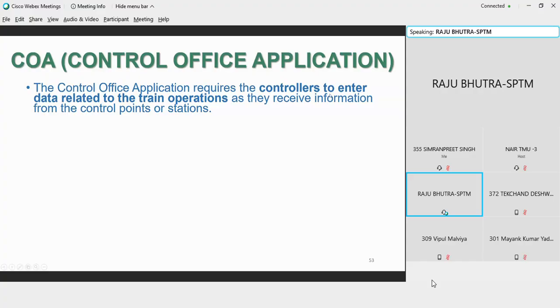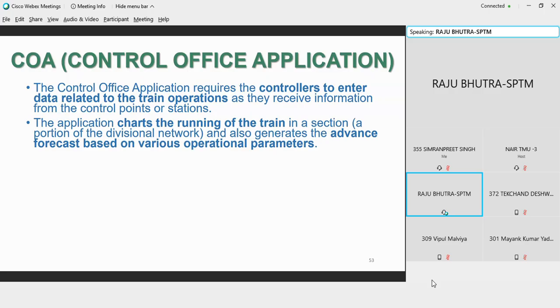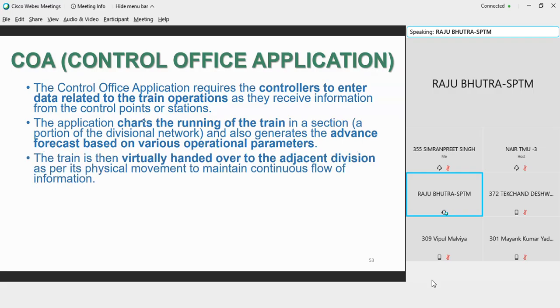The COA requires the controllers to enter data related to the train operations as they receive information from the control points or stations. The stations report the arrival and departure timings of various trains, and these data are entered by the section controllers in the control office application. The application charts the running of the train. It prepares an electronic chart in a section and also generates the advanced forecast based on various operational parameters. The train is then virtually handed over to the adjacent division. It is virtually handed over on the system as per its physical movement to maintain continuous flow of information.